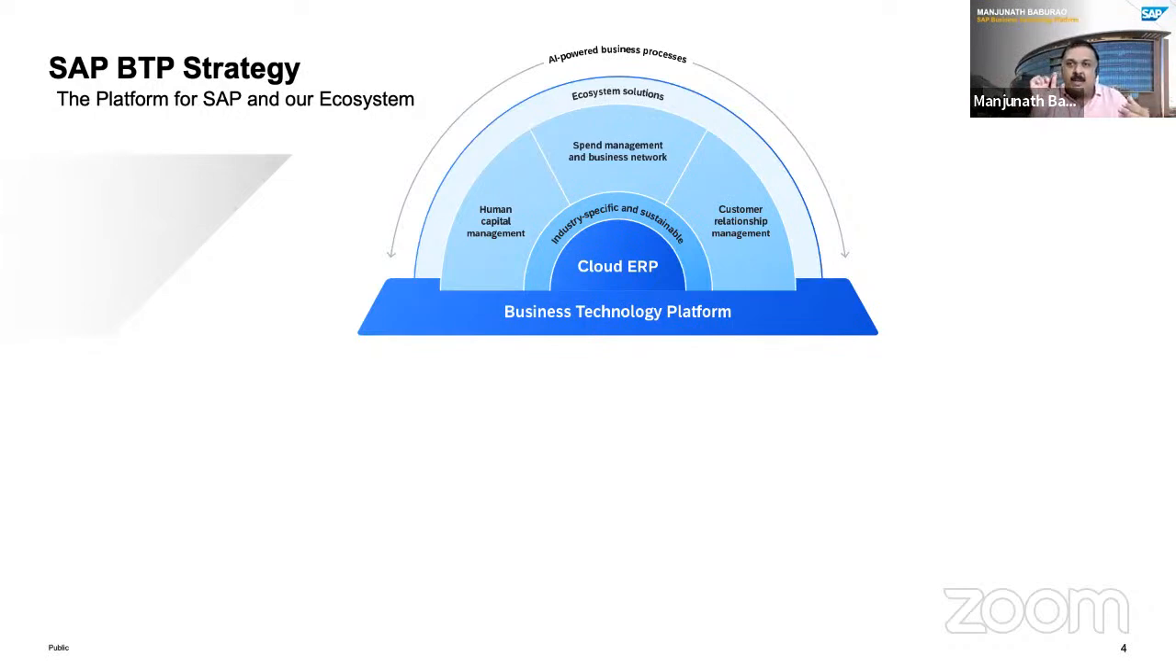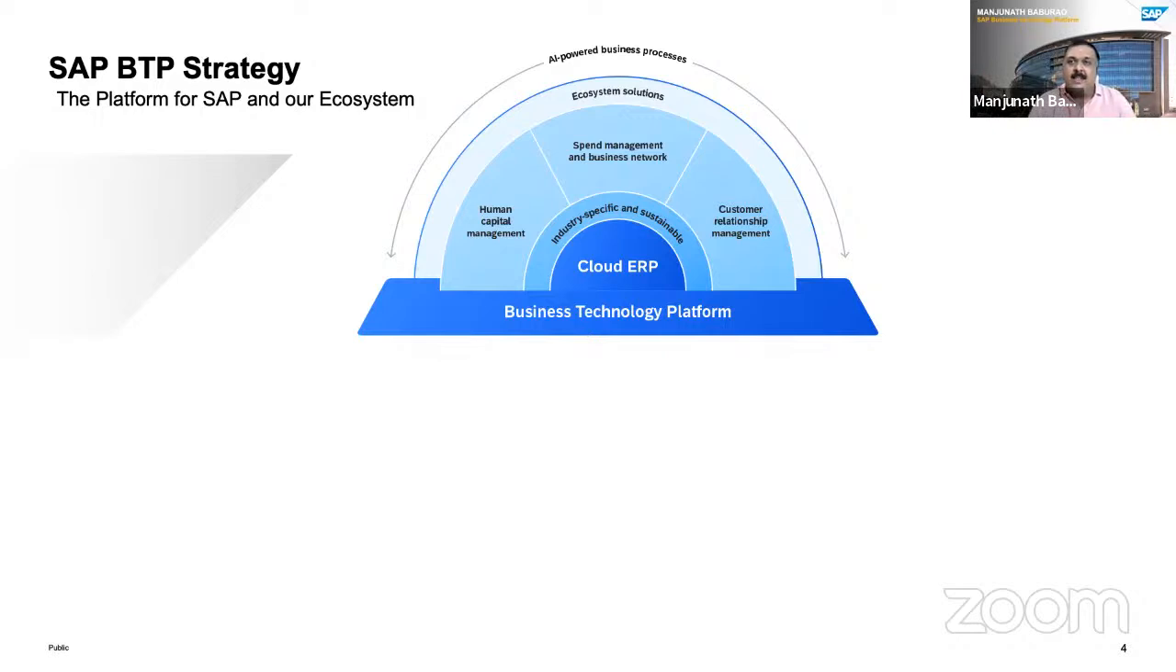And there, with the dark blue color, you're already seeing that business technology platform is acting as the foundation, or the technology foundation for all of SAP strategy, whether it is the cloud ERP strategy, whether it is the HXM strategy, or the network strategy, the customer relationship management, and also a baseline for ecosystem innovations and industry-led innovations and sustainability innovations as well.